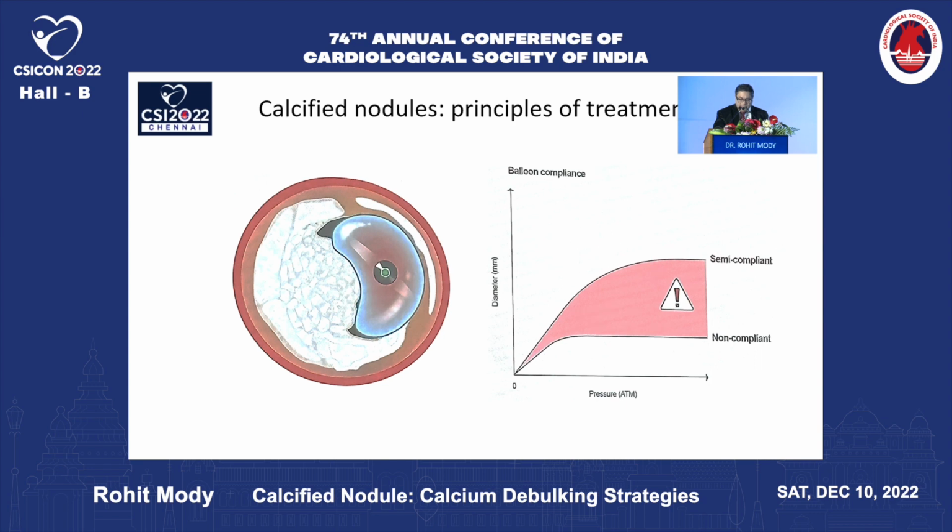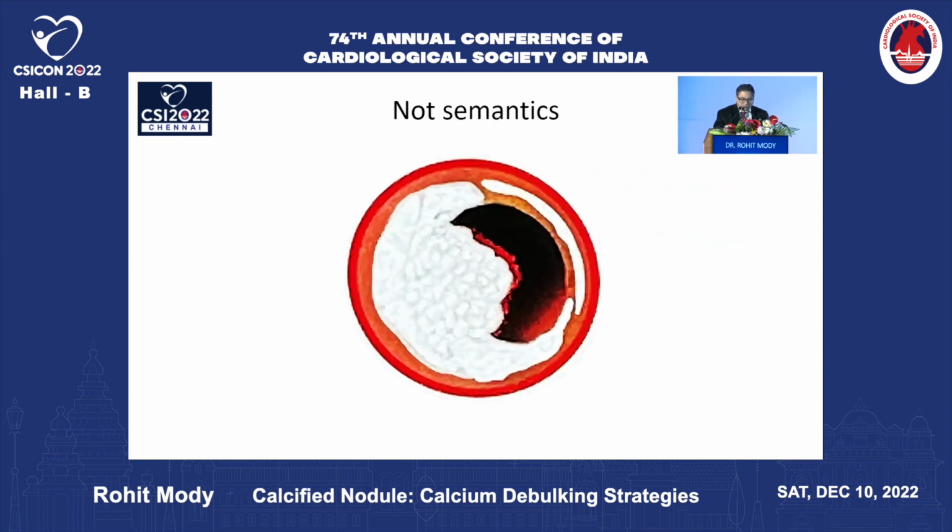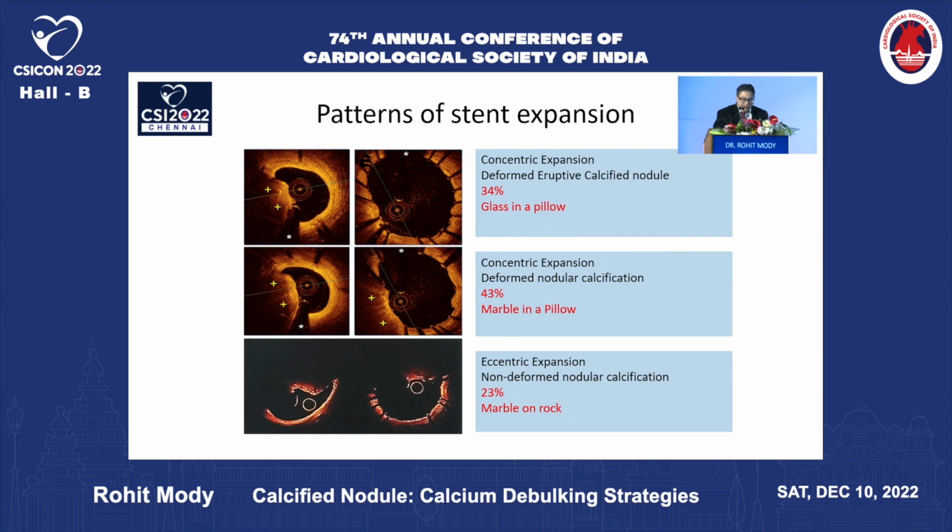Non-compliant balloons fare better. So these are the patterns of stent expansion you can see on the nodule. Concentric expansion can be there with glass in pillow, or concentric expansion of the deformed nodule can occur with marble in pillow, and eccentric expansion on non-deformed nodular calcification can occur as a marble on rock.